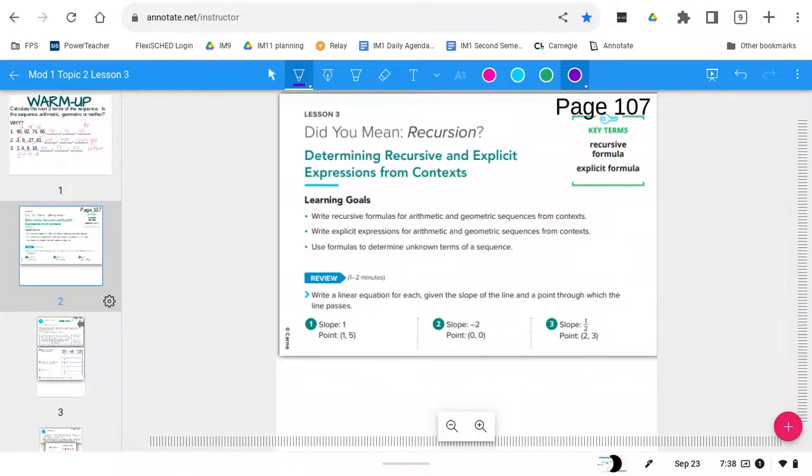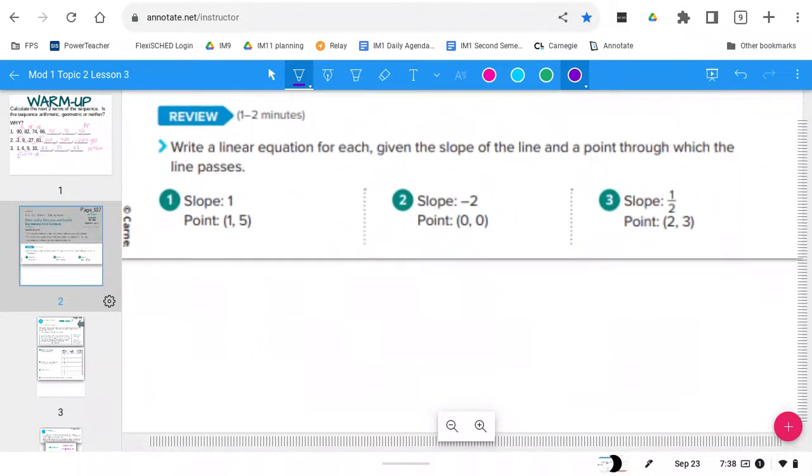Okay, so on page 107, we're going to see if you can remember how to make an equation of a line. So pause the video, see if you can make the equation of these lines. All right, so last year you probably learned your y equals mx plus b. There's another option that you have, and that's point slope form. Okay, so the first one, I'm going to show you both of them, and then you can choose which route if you understand the point slope form.